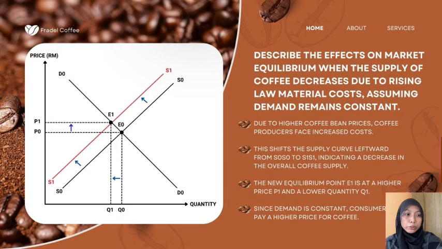And then, due to higher coffee bean prices, coffee producers face increased costs. This shifts the supply curve leftward from S0 to S1, indicating a decrease in the overall coffee supply. The new equilibrium point, E1, is at a higher price P1 and a lower quantity Q1. So, since demand is constant, consumers must pay a higher price for the coffee.